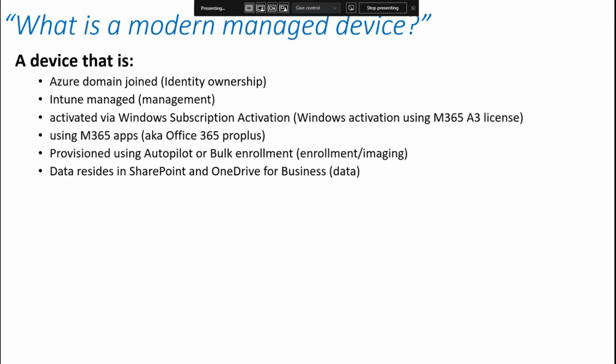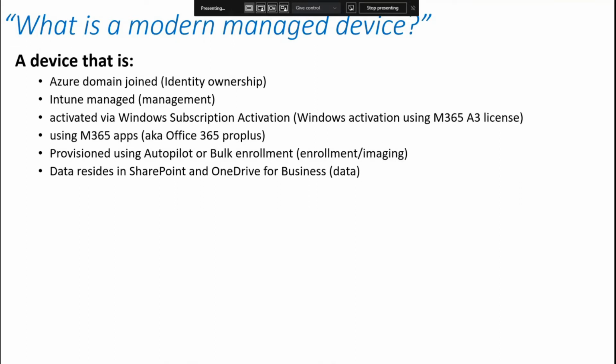Windows is activated using Windows subscription activation. Super easy. No KMS. You don't need it. You just assign that A3 license. When a user with that A3 license signs into that device, it both activates and upgrades to either Education or Enterprise. No KMS needed. All of that power and all of that beauty comes from that A3 license.